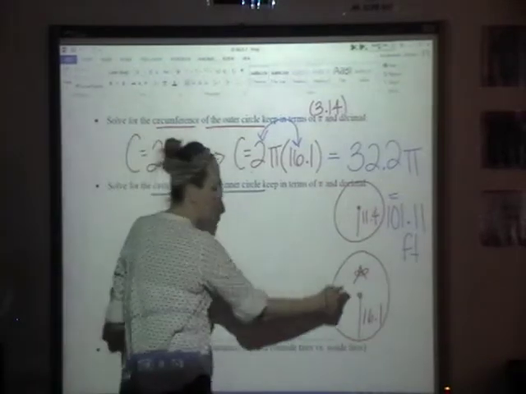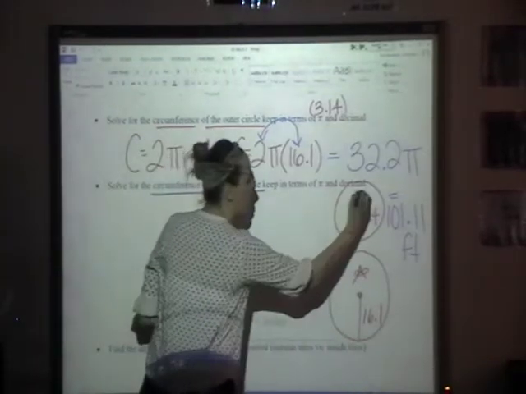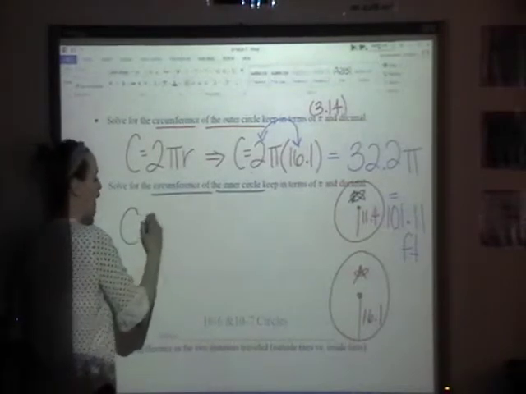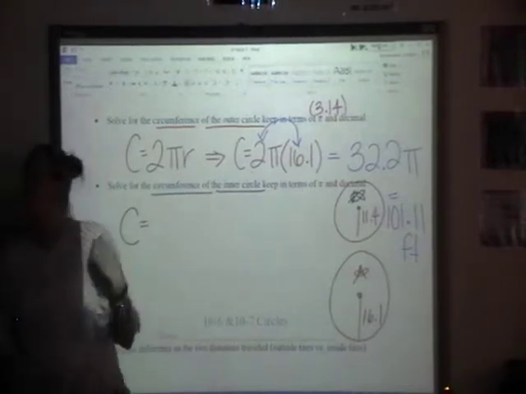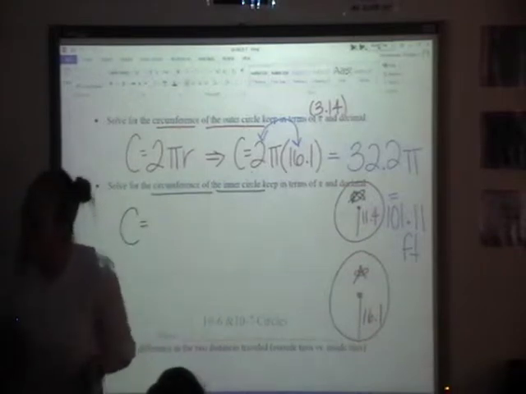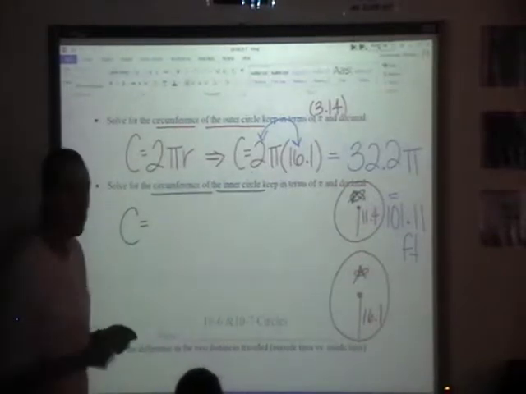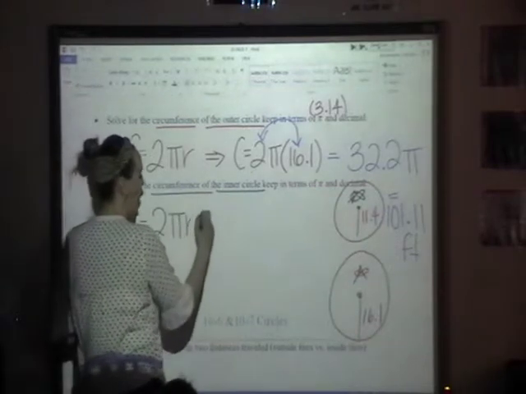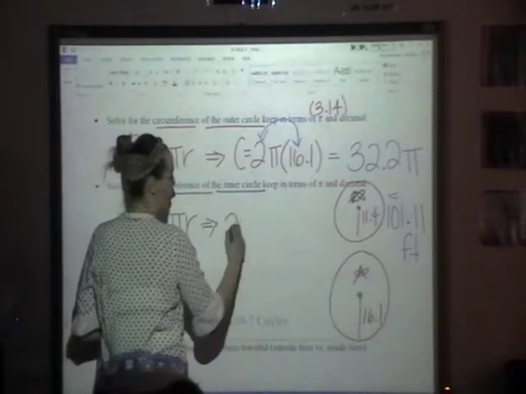So now we're no longer going to be using our radius of 16.1. We're going to use our radius of 11.4. Again, we're talking about radius, so the formula that we're going to choose is 2 pi r. I don't want to use pi d because I don't have the diameter. 2 pi r. I'm going to plug it in.